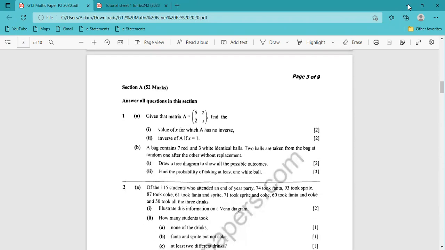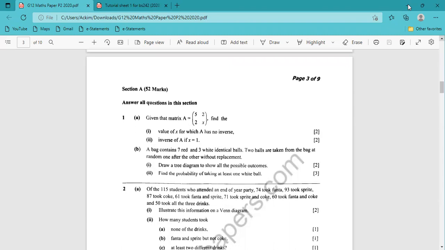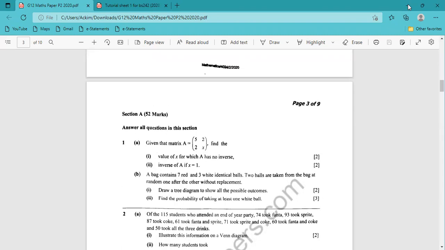So the first question, as always, comes as answer all questions. You don't have to skip any question in this section, and you have to make sure that you get the concept of every question that's given in this section. So the first question is question 1, part A, which is given the matrix A, which is a 2 by 2 matrix. Find the value of x for which A has no inverse.